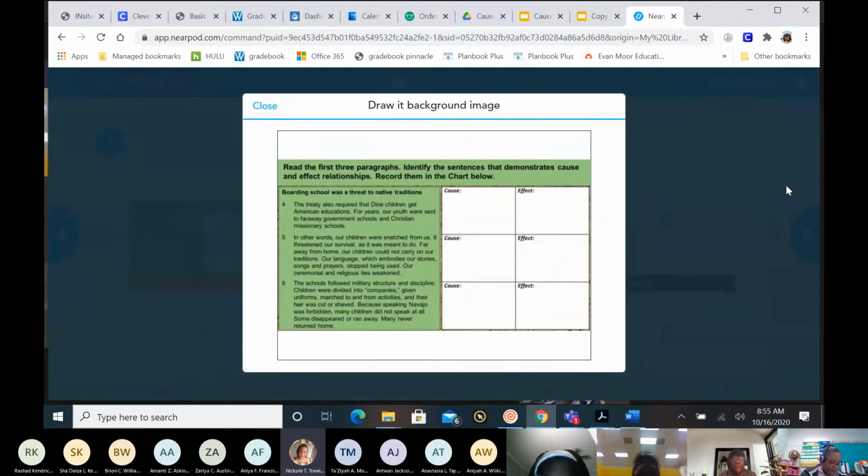Okay, so now I'm going to go ahead and give you the opportunity to complete the chart. Okay, and then in the chart, it reads, let me read the chart here for you. The chart said read the first three paragraphs, identify the sentences that demonstrate cause and effect relationship. And then it says record them in the chart below. So you're going to read the paragraph to yourself and then go ahead and answer the cause and effect for each paragraph. And we're looking at paragraph 4, 5, and 6. So I'm going to go ahead and give you 5 minutes to go ahead and complete that. And then we'll go ahead and go over your answers together. So right now it's 8:56. So you have until 9:01 to go ahead and complete that chart. And let me know if you have any questions. You can start.